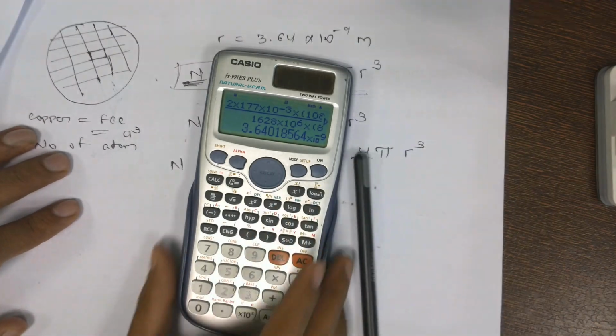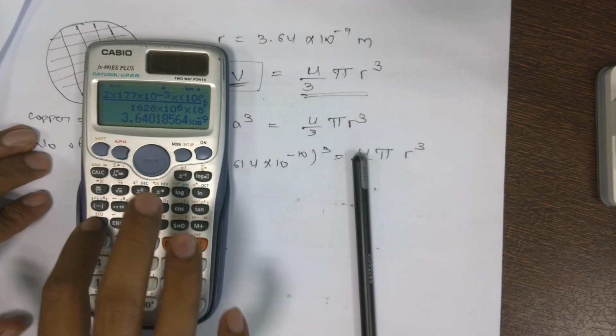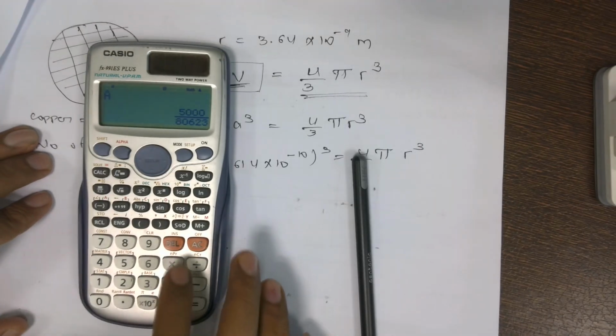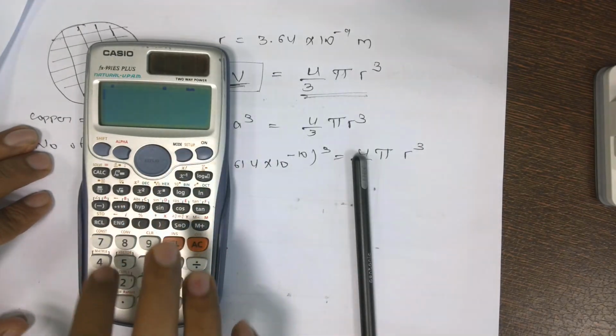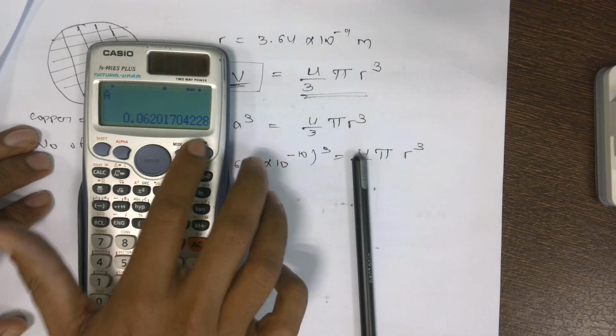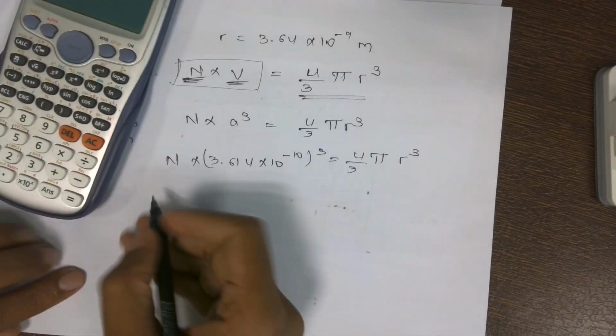This is my r. I have to use it again, so I'll store this particular value of r in A. Okay, I made a mistake while storing the value. Anyway, I'll write it again. So let's find the value of n.